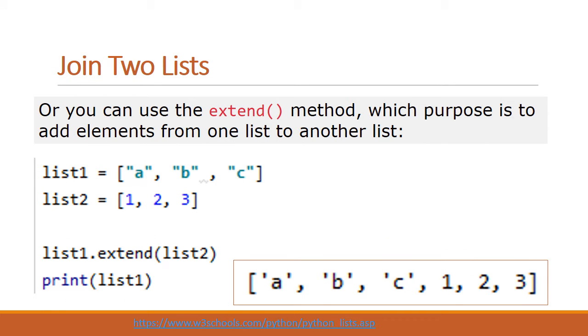You can use the extend method, whose purpose is to add elements from one list to another list. So again, list 1 has the elements A, B, C. List 2 has the elements 1, 2, 3. We can extend list 1 by calling the extend method and having list 2 as a parameter. The Python interpreter will take all the elements in list 2 and add them to list 1 and extend the size of list 1. List 1 becomes A, B, C, 1, 2, 3.